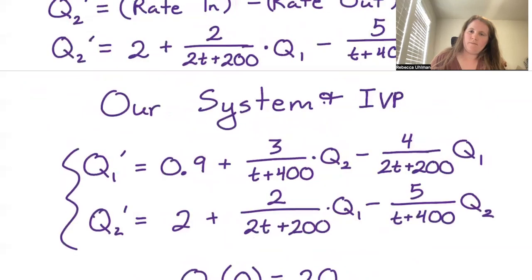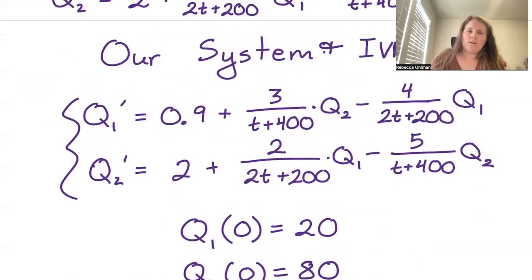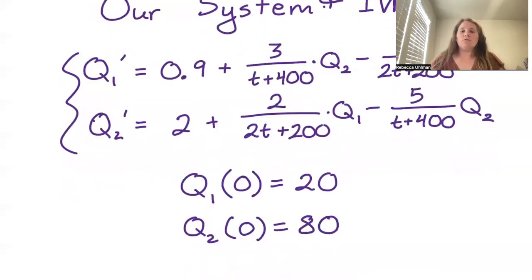All put together is this: Q1 prime equaling 0.9 plus 3 over T plus 400 times Q2 minus 4 over 2T plus 200 times Q1. With the second equation, Q2 prime equaling 2 plus 2 over 2T plus 200 times Q1 minus 5 over T plus 400 times Q2. With our initial conditions, Q1 of 0 equals 20 and Q2 of 0 equals 80. So this is how we can set up a mixing problem involving two tanks with liquid flowing between the tanks, coming in separately and draining as well.